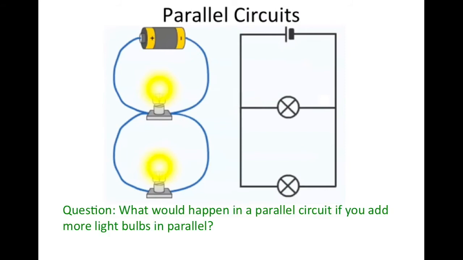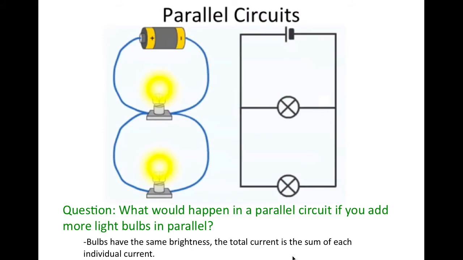Now, what would happen in a parallel circuit if you added more light bulbs in a parallel fashion? So let's say we added another bit of wire here with another light bulb. Because they are in parallel, the electrons are able to flow equally into each loop within the circuit. You would actually have the bulbs being the same brightness. The total current would be the sum of each individual current.